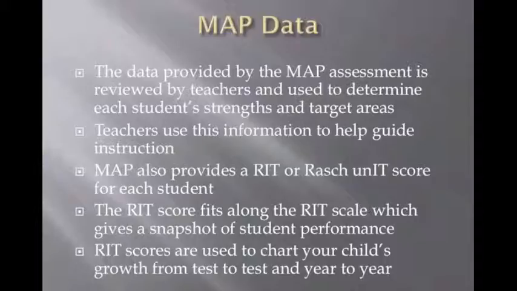MAP also provides a RIT, or Rasch unit, score for each student. The RIT score fits along the RIT scale, which gives a snapshot of student performance. RIT scores are used to chart your child's growth from test to test and from year to year. Now the RIT score is basically kind of an arbitrary number. It's the scale that was chosen by NWEA. It's the scale that they're using to measure your child's progress.